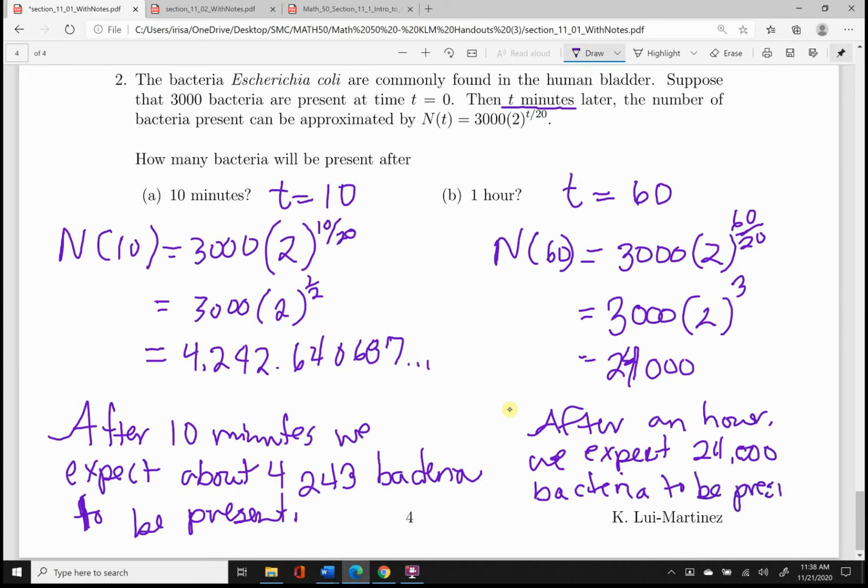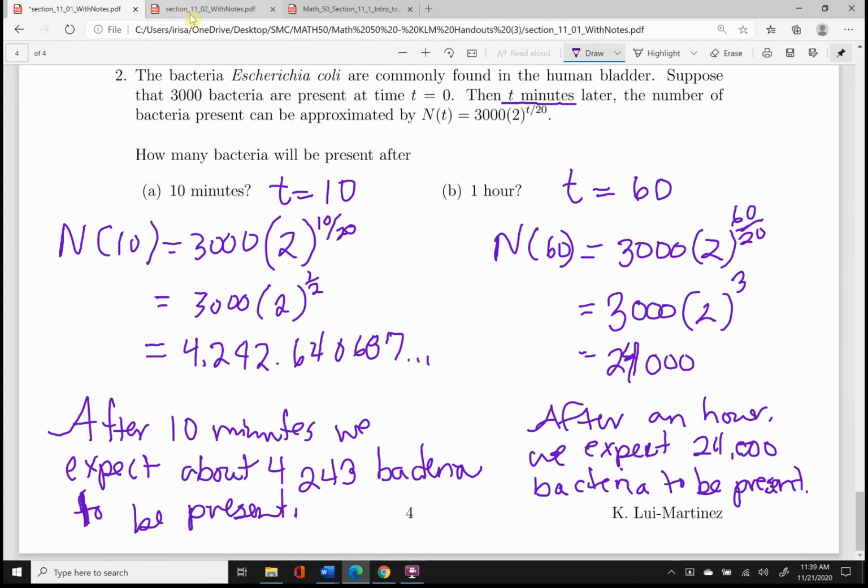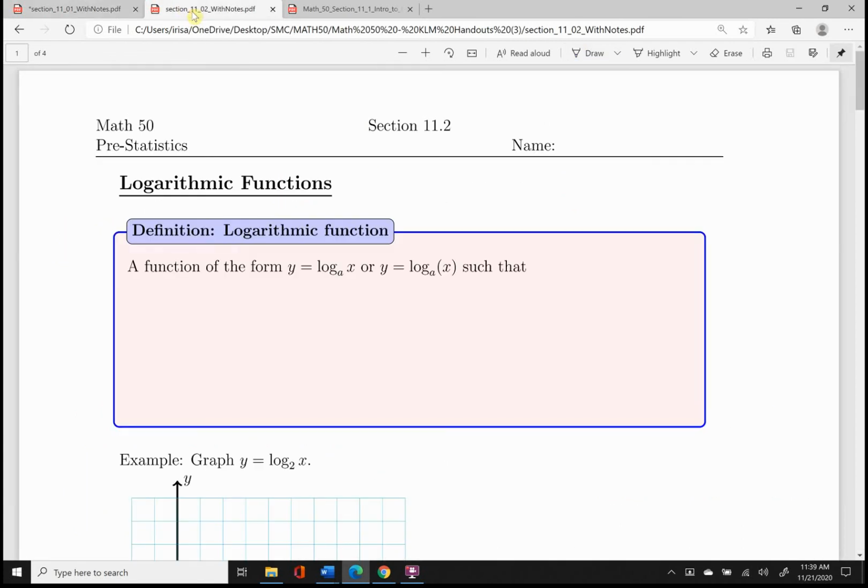Fun. So hopefully this helps everybody feel very comfortable dealing with exponential functions. And now we're going to switch gears over to logarithmic functions, which are the inverse function to the exponential. Okay, so logarithmics and exponentials are like the antithesis of one another.